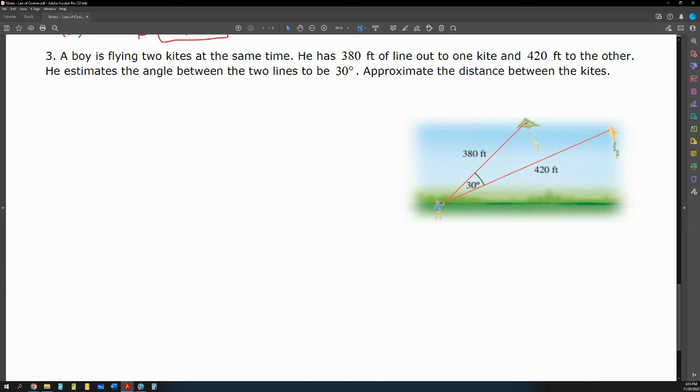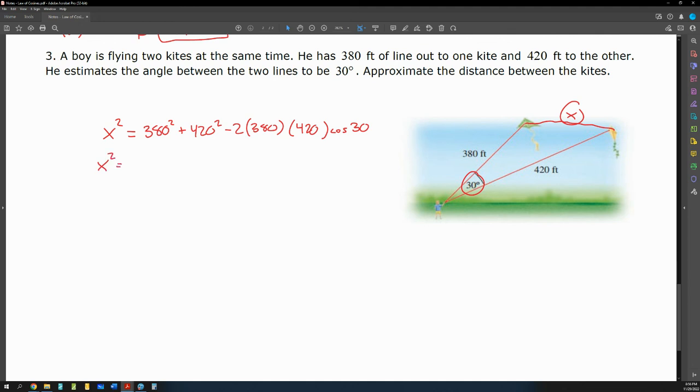So I know that we're measuring this distance between the 2 kites. I'm going to call that distance x. Okay. So if we connect the 2 kites by a straight line, that's going to represent the distance between the 2. Okay, so I see this triangle here. We're trying to find side length x, and we have the angle across from it. So you guessed it, we've got side angle side. This is the law of cosines. We have x squared is equal to 380 squared plus 420 squared minus 2 times 380 times 420 cosine of 30. Okay.